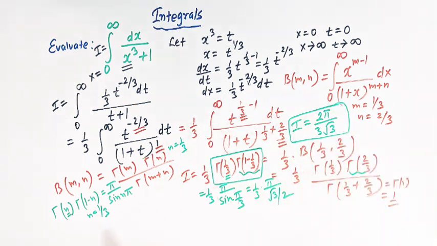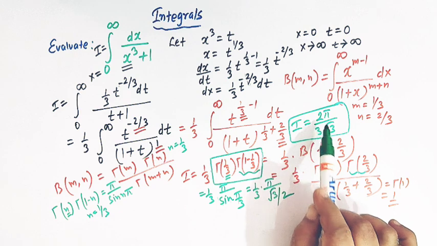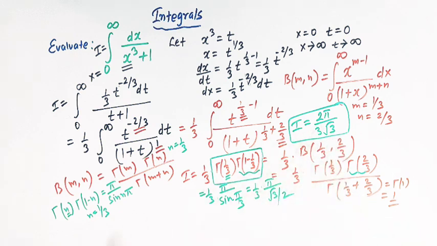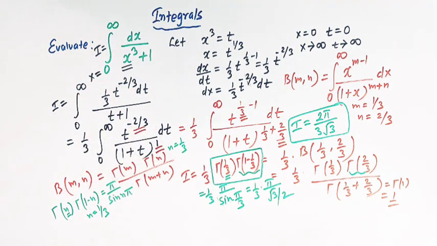So viewers, the value of this integral is equal to 2 pi divided by 3 times the square root of 3. So this is how, by the application of beta and gamma functions, we can solve these kind of integrals.